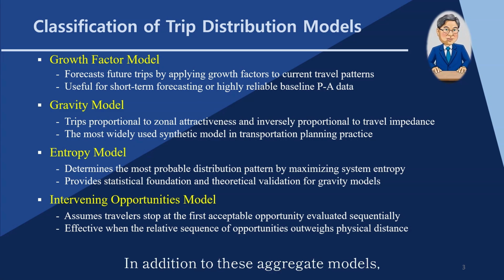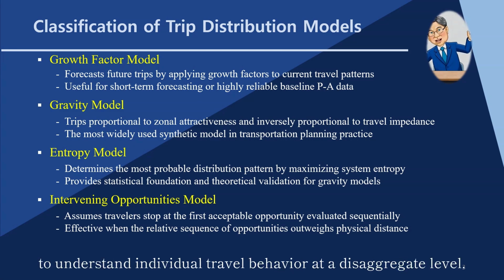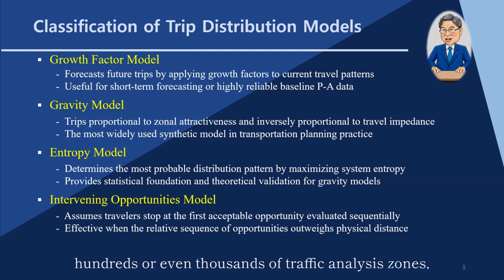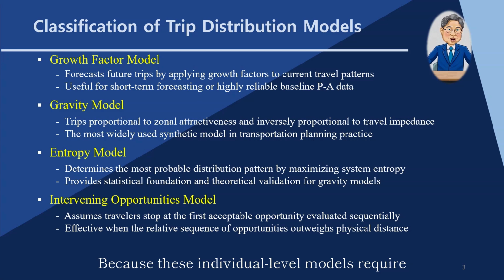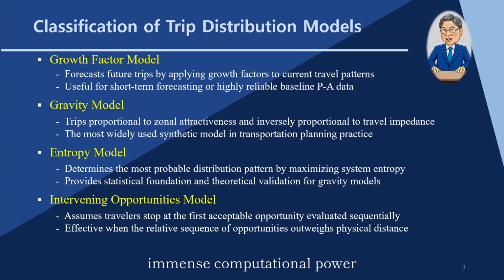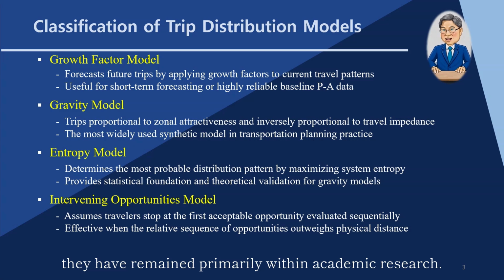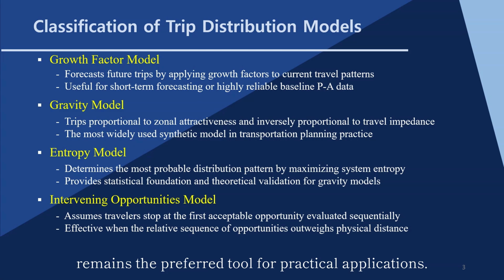In addition to these aggregate models, research continues into applying discrete choice theory to understand individual travel behavior at a disaggregate level. However, in real-world planning, networks often contain hundreds or even thousands of traffic analysis zones, creating a massive pool of destination alternatives. Because these individual-level models require immense computational power and highly detailed disaggregate data, they have remained primarily within academic research. Consequently, the simpler aggregate gravity model remains the preferred tool for practical applications.